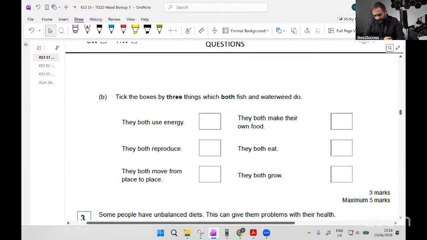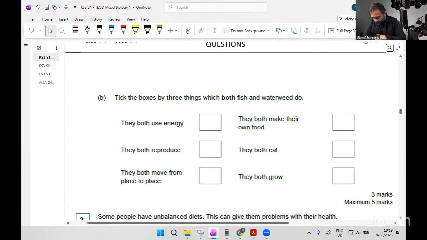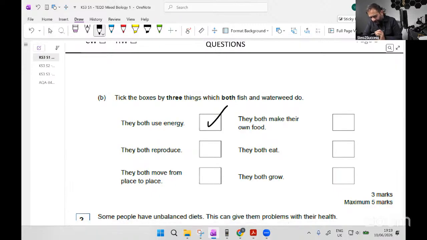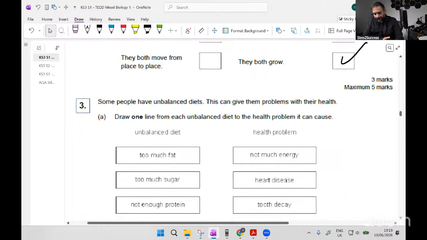Tick the boxes by three things which both fish and water weed do. They both use energy. I'm sure that's correct. They both reproduce, animals and plants reproduce, and they both grow. That's got to be the answer. They don't both move from place to place, do they? They don't both eat. A plant doesn't eat in the same way. A fish doesn't make its own food, whereas a plant does. So it's just understanding the differences.